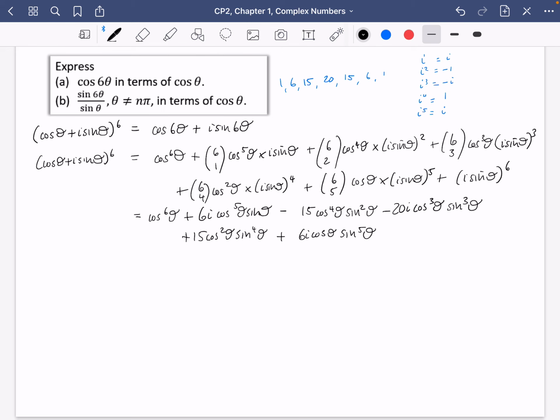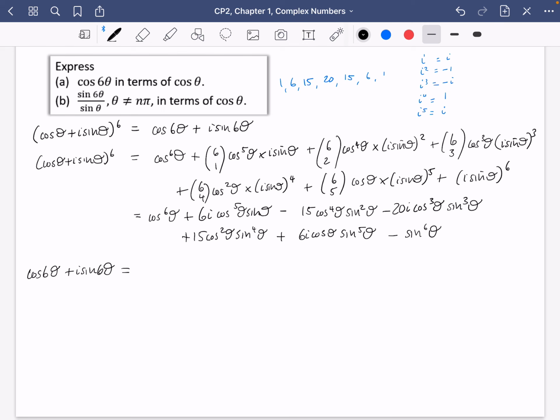And then I have i to the power of 6, which is just going to be minus 1. So it's just going to be minus sine to the power of 6 theta. It's a lot of work. So this thing is the same as this thing. So I can say that cos to the power of 6 theta plus i sine 6 theta.